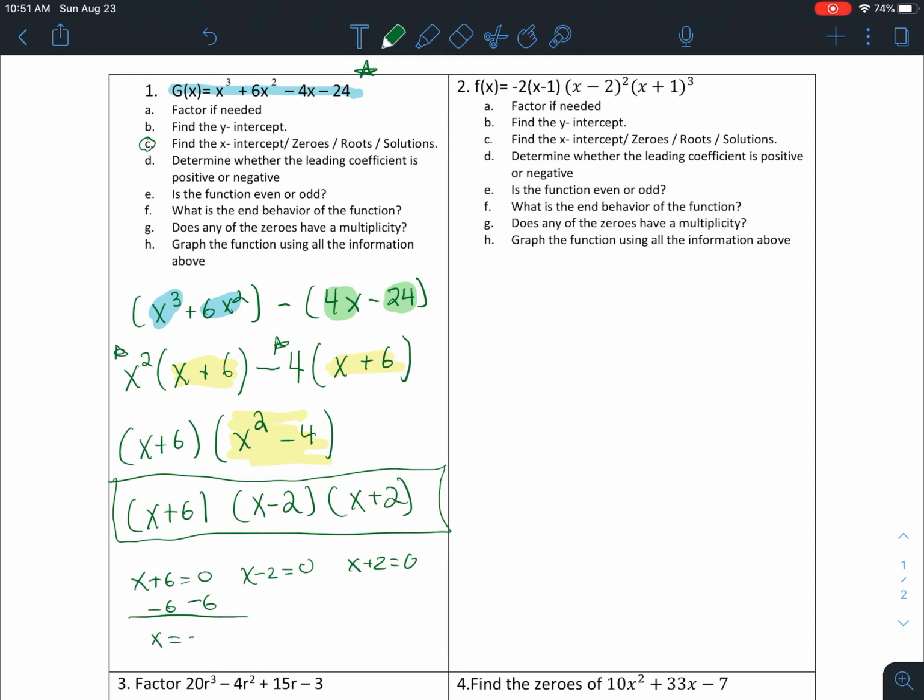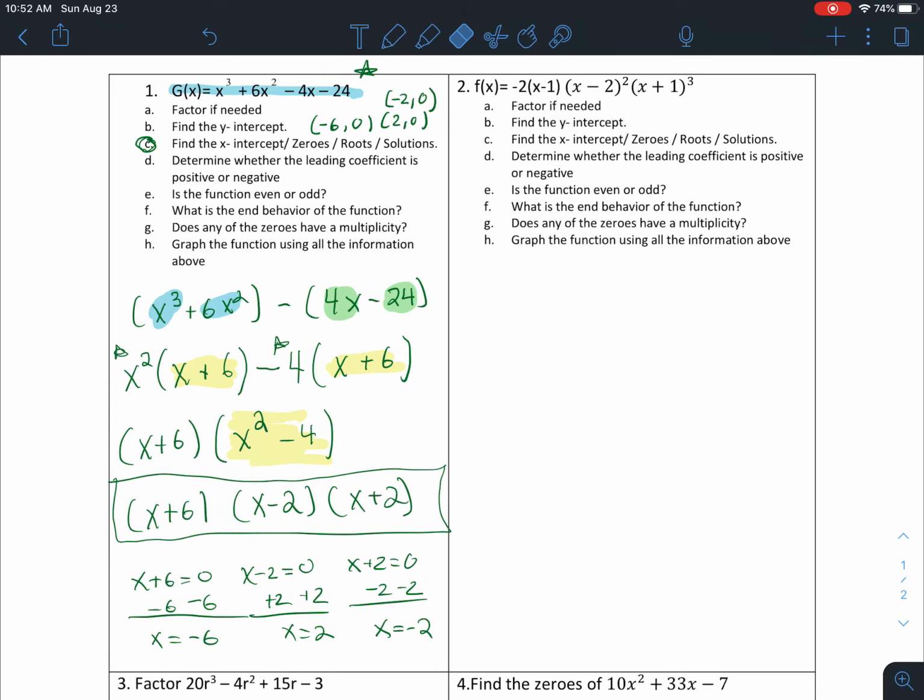And as you can see, you can get -6, +2, and -2. So these are all my x-intercepts. So I'm just going to go up here and I'm going to write them because we're going to erase all this. So I'm just going to write them up here so I do not forget them. So those are my x-intercepts, and I'll keep that colored in green. So that's how you do that part.